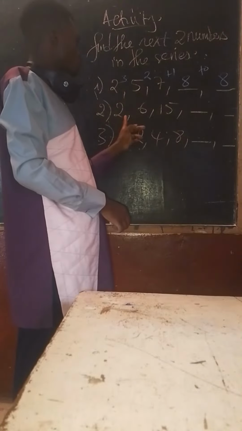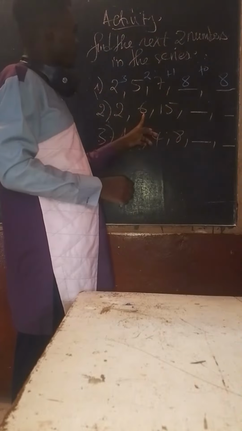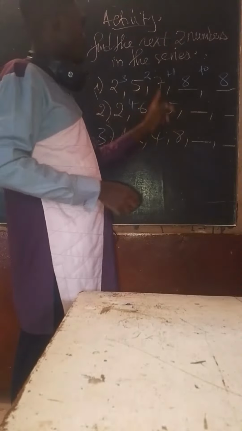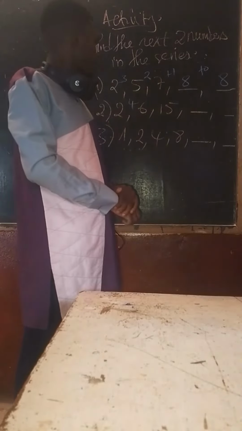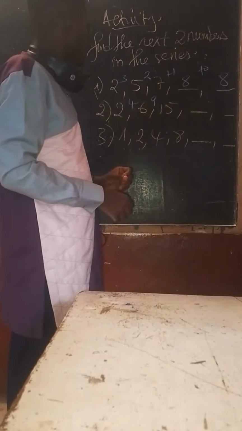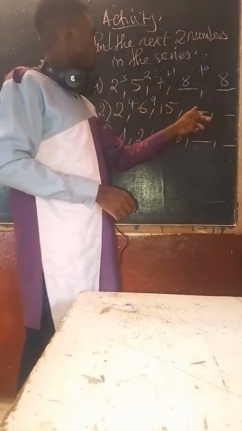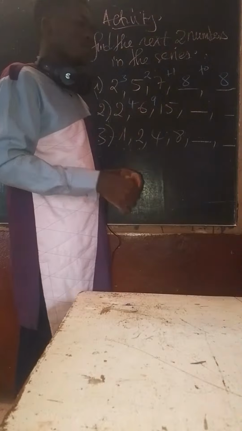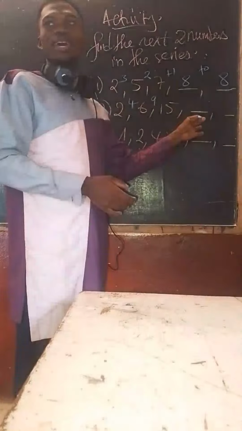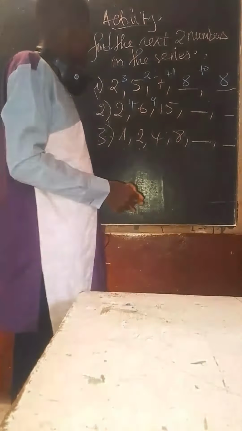Now we come here. 2. From 2 to 6, something has happened. We have added something like 4. And we have added 4. 6 to 15, we have added what? 9. So the challenge is to know what we're going to add here now. It's going to be easy. In fact, it will be very easy. You are seeing it now. The answer is there now. You understand now? So we'll go to the next question.